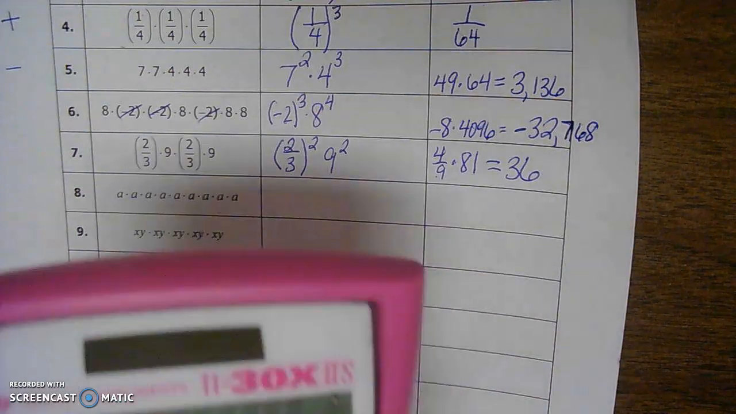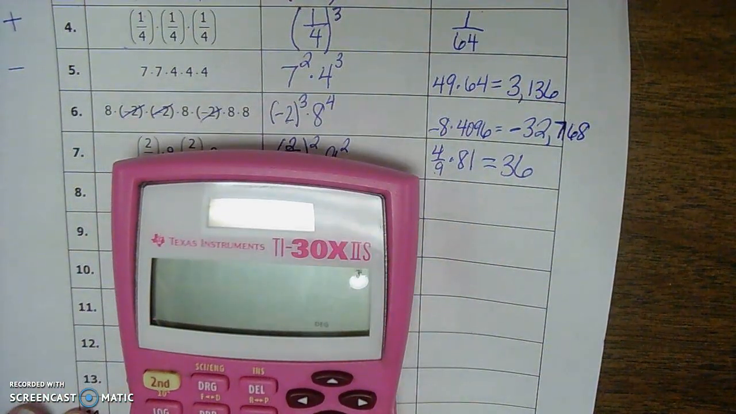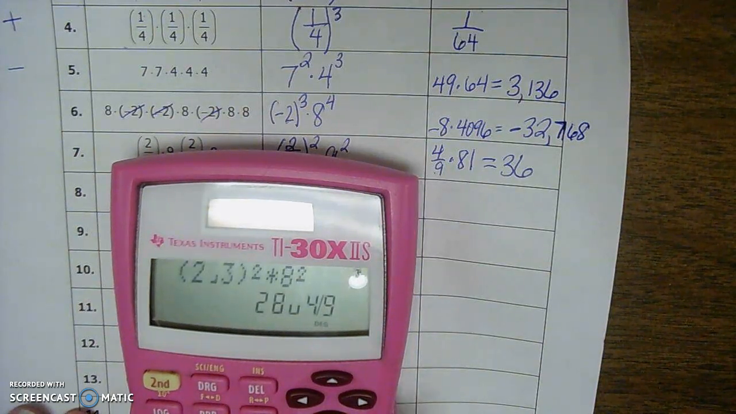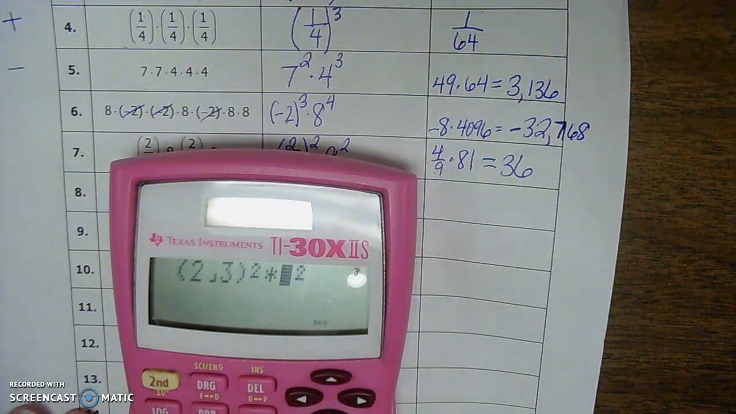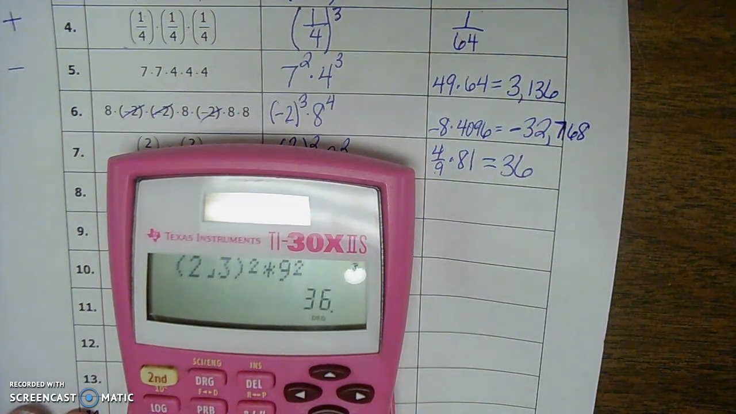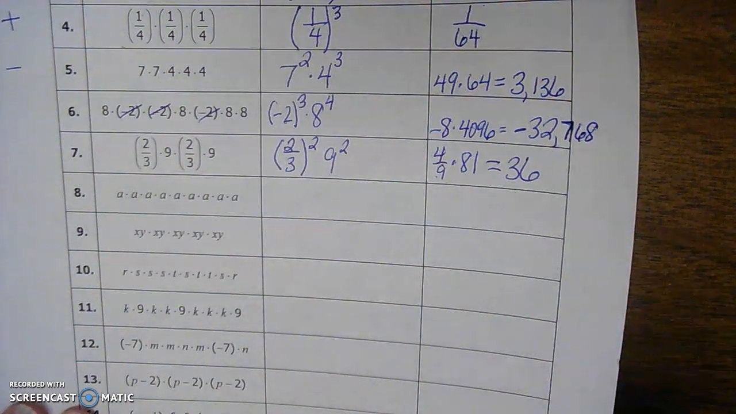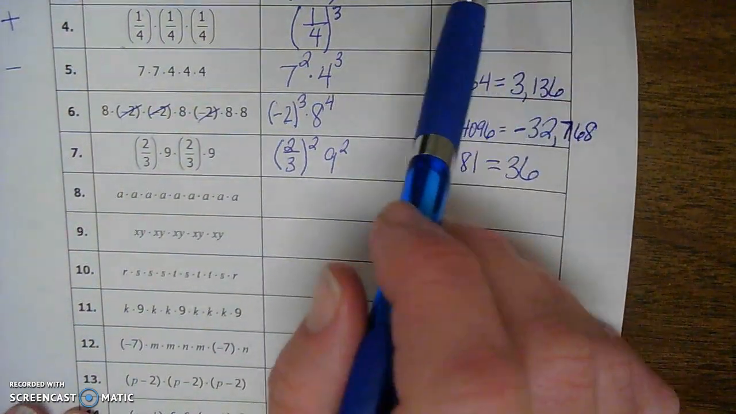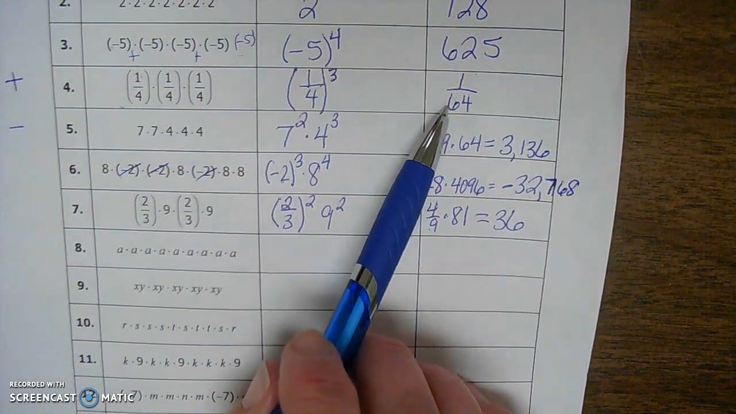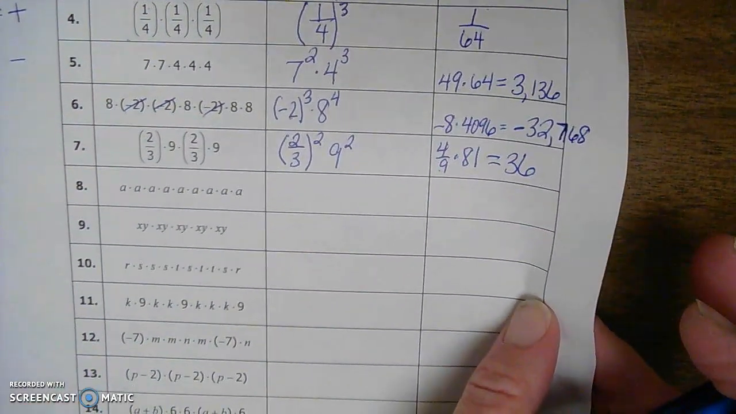Again, if you feel confident and comfortable doing it all at once, it could look like this. Parentheses 2 ABC3 parentheses squared times 9 squared. Or you can use your other exponent key if you want. Oops, sorry, 9 squared, not 8 squared. There we go, and we get 36. All right, so those all have numbers, and we end up with numbers as our answers, even if it's a fraction. Now we have all variables.